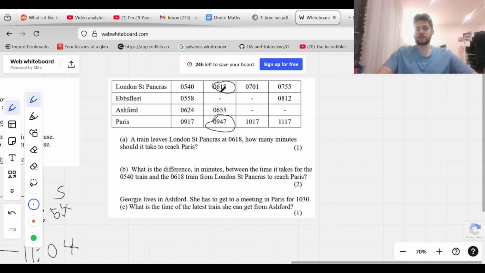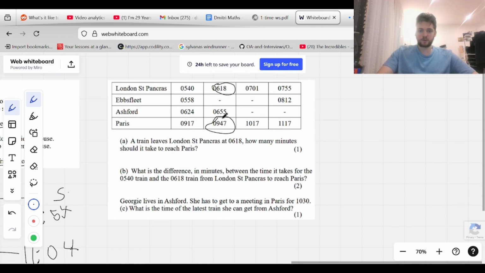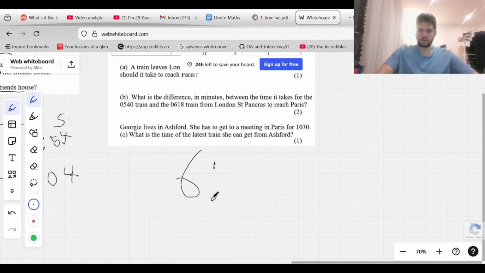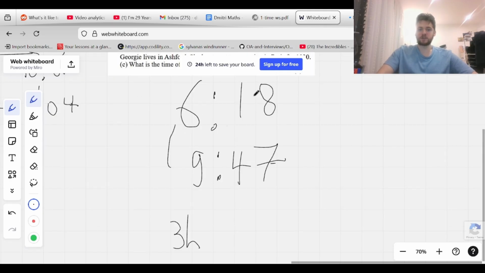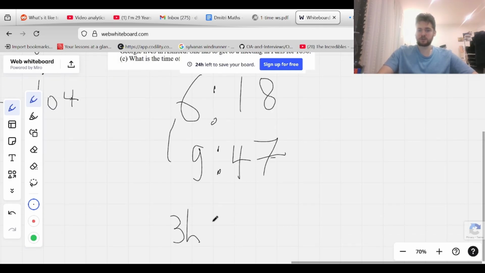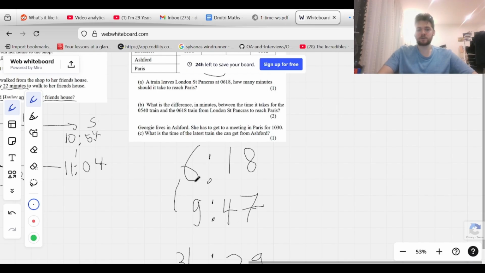Now, how do we work out how many minutes it takes? Well, what you could do is simply say, okay, so 6:18, 9:47. These are not ratios, by the way, this is the time, so don't get confused. So we add 3 hours here. This is what you can do when this number is more than this number. So it takes 3 hours and how many minutes? Well, 47 minus 18, simply 29. So it takes 29 minutes to get from here to here, and 3 hours here to here. The answer is 3 hours and 29 minutes.